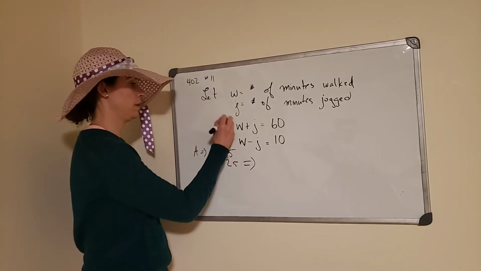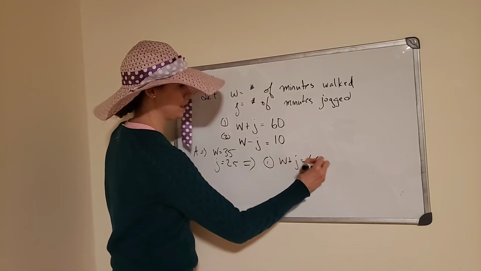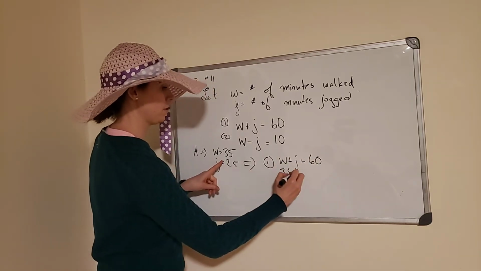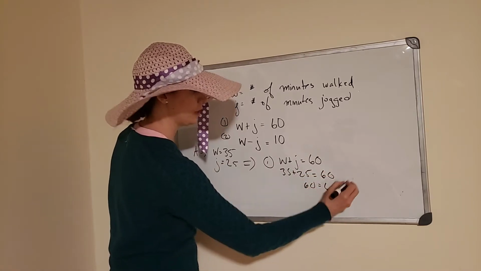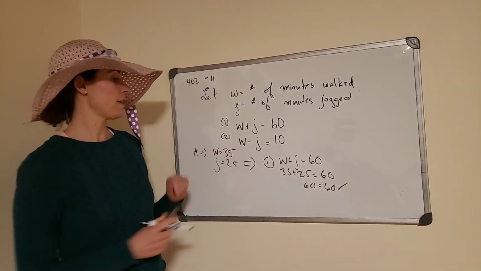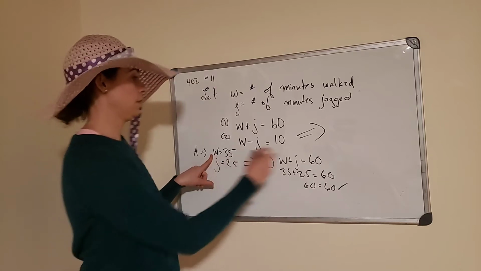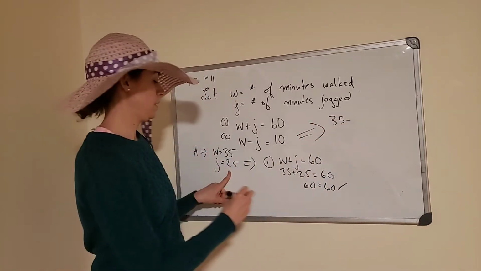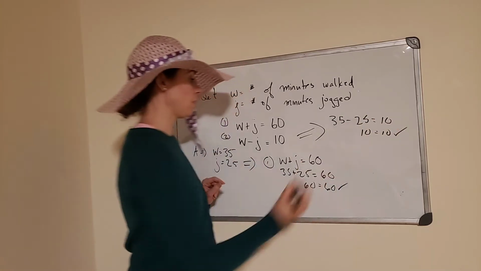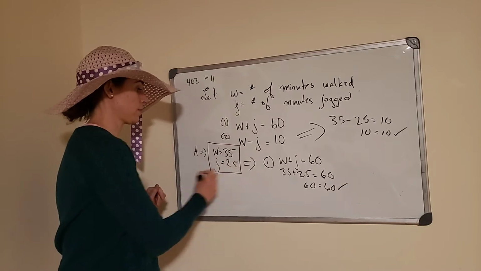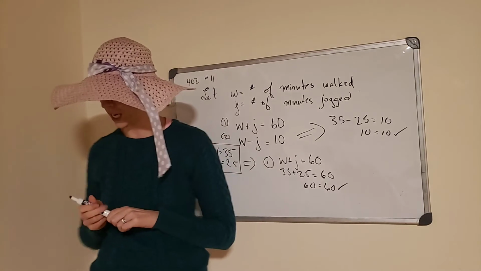Let's start with the first equation in the system. W plus J equals 60, so 35 plus 25 equals 60. So far so good. My left side equals my right side. Let's try the second one. W minus J equals 10, so 35 minus 25, does that equal 10? Yes, it does. Therefore this is the right answer. She walked for 35 minutes and she jogged for 25. We have got it. Awesome.